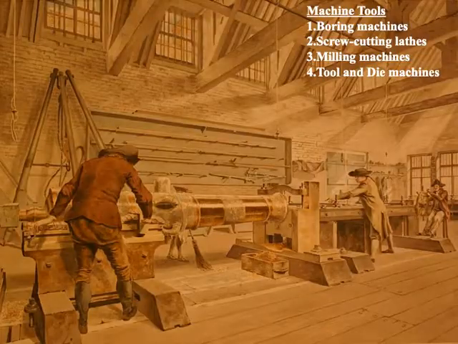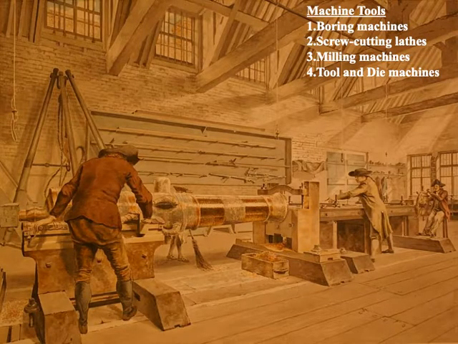Very important developments also came in machining tools: boring machines, screw cutting lathes, milling machines, and tool and die machines, which provide stronger iron tools in order to work with metallurgy and therefore provide stronger products as well.